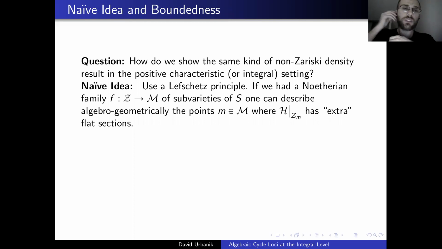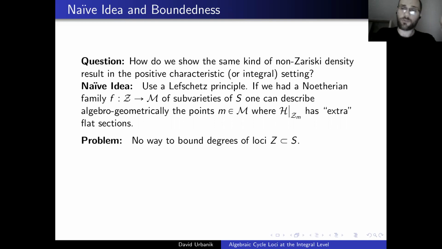So if we had, for example, some family of subvarieties of S, where we knew that all the fibers of that family corresponded exactly to the loci in S where we had extra flat sections, or we knew that we were just talking about the subvarieties in some fixed finite family, then we could get what we wanted from characteristic 0, and then conclude it away from finitely many primes in positive characteristic as well. But we can't do this. The reason you can't is that there's no good way to bound a priori the degrees of the subvarieties Z in S that you want to consider.